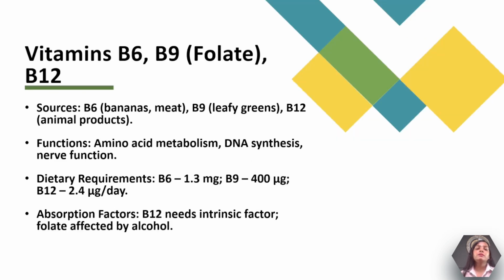Now moving further, vitamin B6, B9 and B12. The different sources of vitamin B6 are banana and meat. For vitamin B9 it is leafy green vegetables, mostly. And for B12, animal products are suggested to be taken.